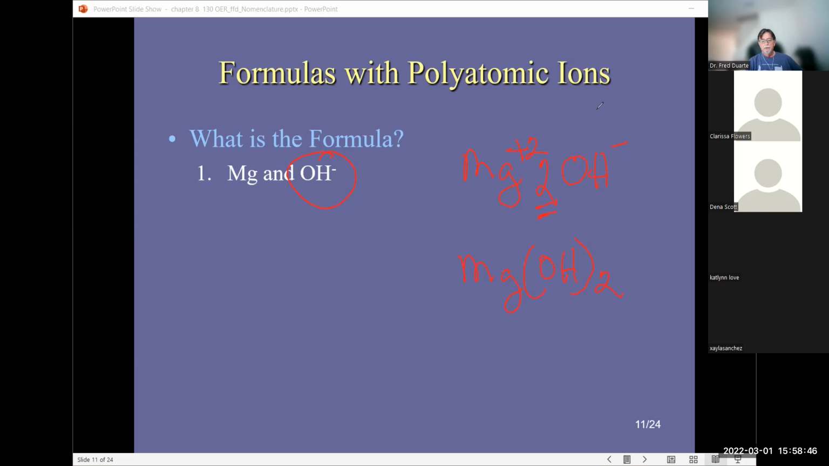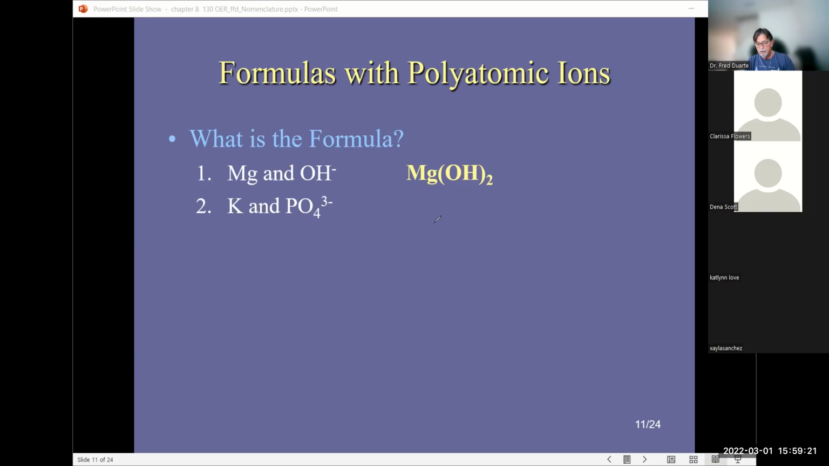Okay, remember that whenever you need more than one polyatomic ion, you put a parenthesis and a subscript. If you only need 1, don't use a parenthesis. Okay, we'll come back to the name of these. Okay, there's the formula.